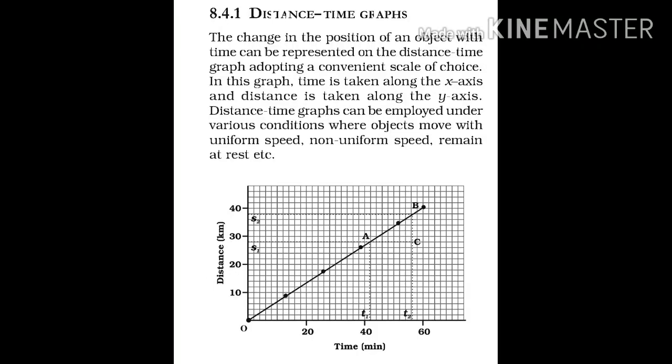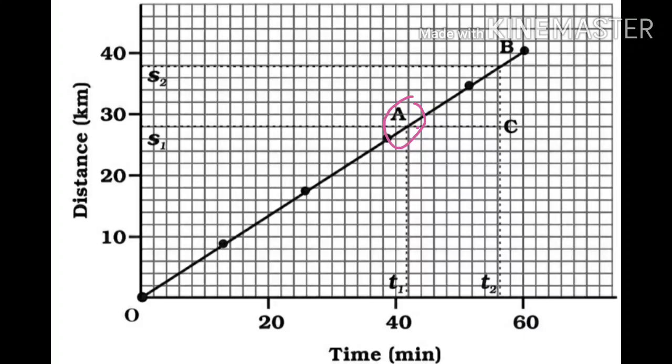Now we will discuss the distance time graph. In this graph, time is taken along the x-axis and distance is taken along the y-axis. If we look at the markings carefully, we observe that when time is 42 minutes, then distance is 28 kilometers. And when the time is 56 minutes, then distance is 38 kilometers.